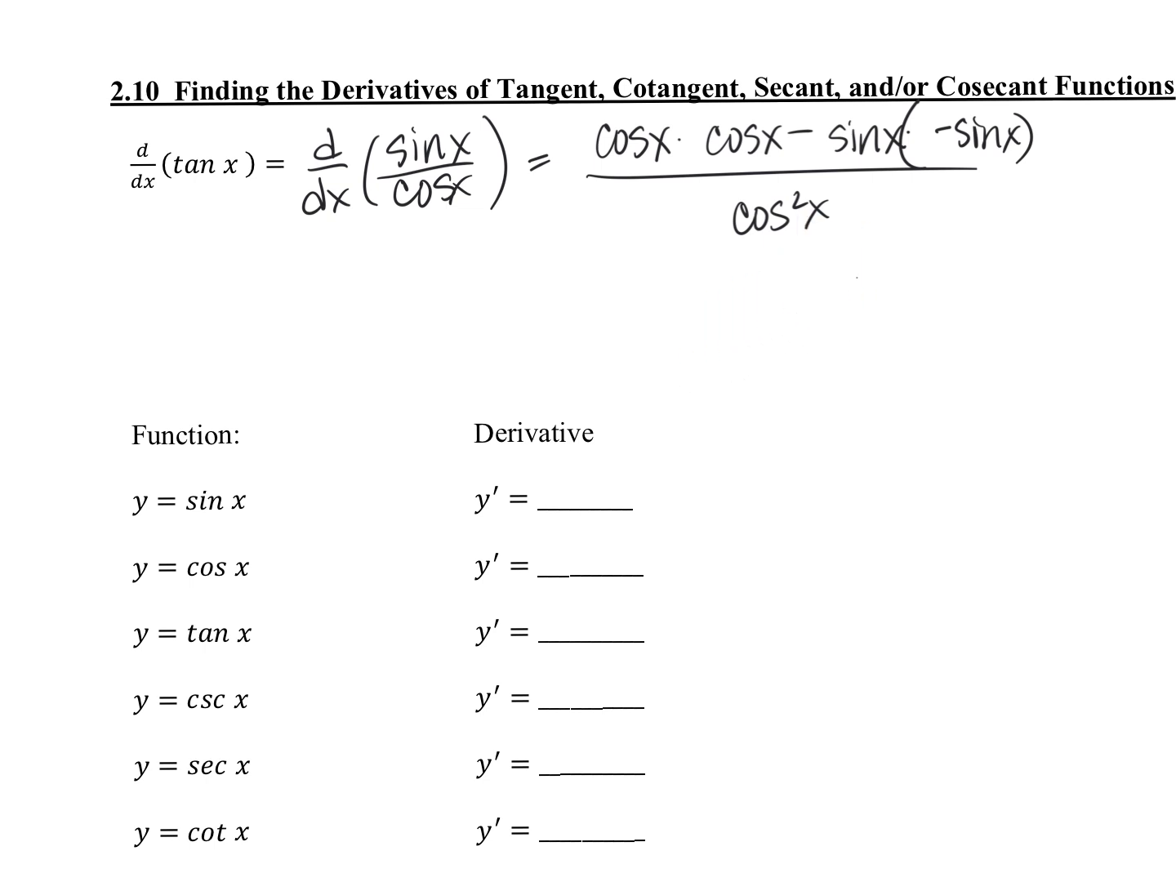You cannot put it like this. Cosine of x squared. No, no, no, no, no. You could put it like that, though. All right, people, let's simplify this. What's cosine times cosine going to get me right here? Cosine squared. Okay. What about a negative sine times a negative sine? Positive sine squared. And we still have that all over a cosine squared.